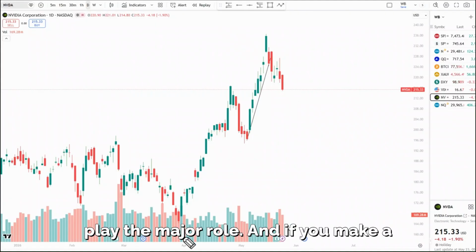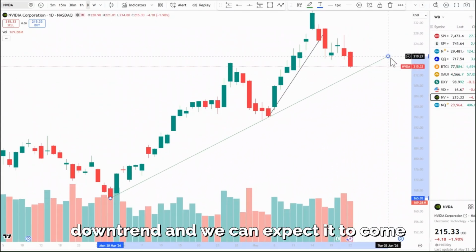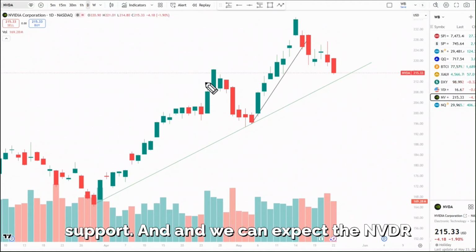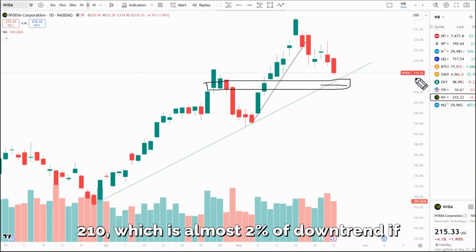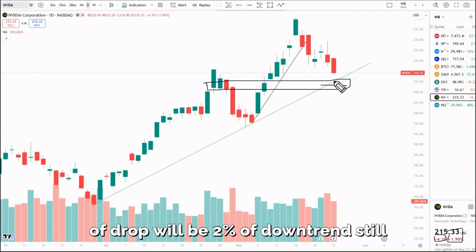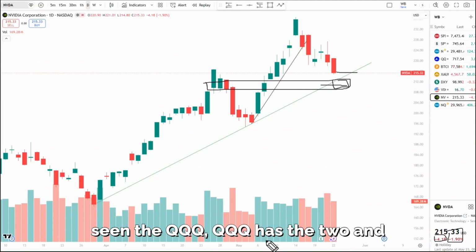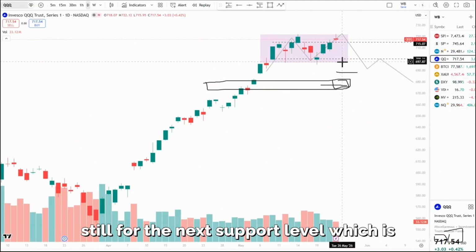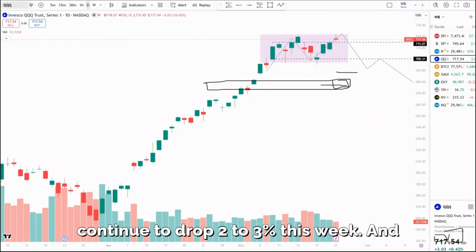So Nvidia will play the major role, and if you make a trend line, the price is still showing a downtrend, and we can expect it to come down further. Here will be the major support line, and we can expect Nvidia to come to this level, which is around 210, almost 2% of downtrend. A $4 to $5 drop will be 2% of downtrend from the current levels. And as we have seen, the QQQ has a 2 to 2.5% downtrend still to the next support level, which is 700. So we can expect the market will continue to drop 2 to 3% this week.